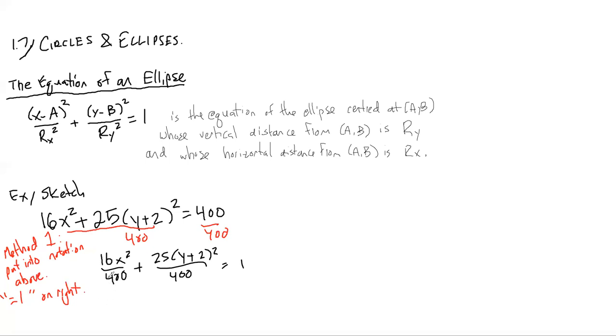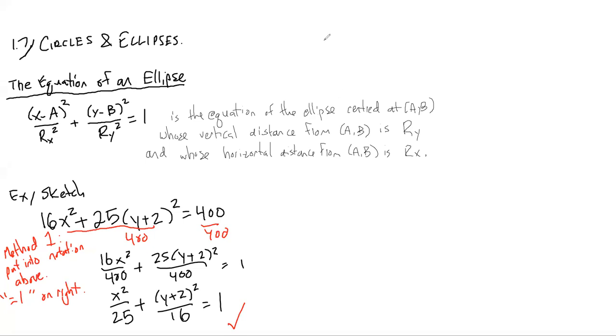16 over 400, well, that's not going to quite work, but 400 over 16 is 25. And then on the right side, 400 over 25 is 16. So I can put that on the bottom. All right, so now it's in the correct notation. I'm going to use a red check mark to be consistent with the notes there.